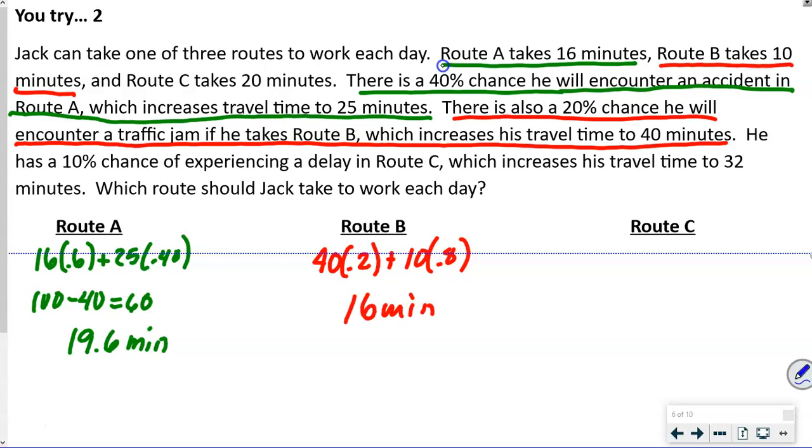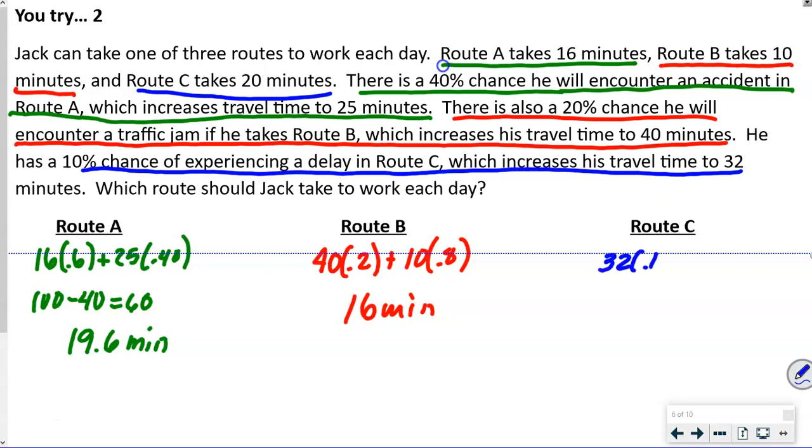Then our final one is Route C is 20 minutes. And down here it says 10% chance of delay, Route C to 32. Okay. So here we go again. I could go 32 times 0.1 plus 20 times 0.9. So when we do this one, it was 21.2 minutes.